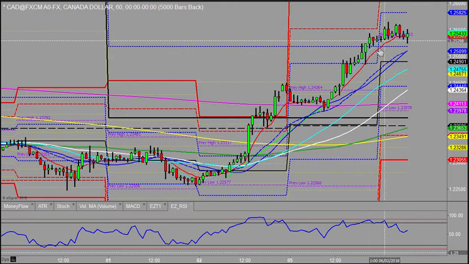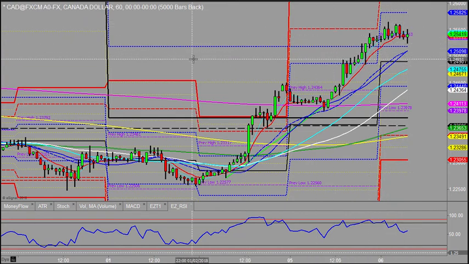It's broken a short or intermediate term trend here, and may just roll over a little bit more, but it does look soft against the US dollar, and we could see a continuation to the upside there.